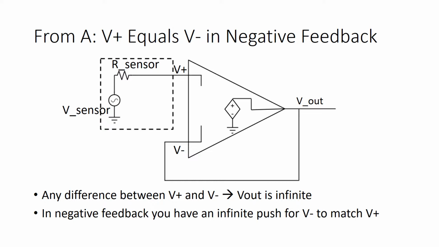This argument doesn't hold water when the op-amp is in positive feedback. A little voltage difference at the input will result in a bigger value of V plus minus V minus, so the op-amp will just run away to its maximum value and rail out.